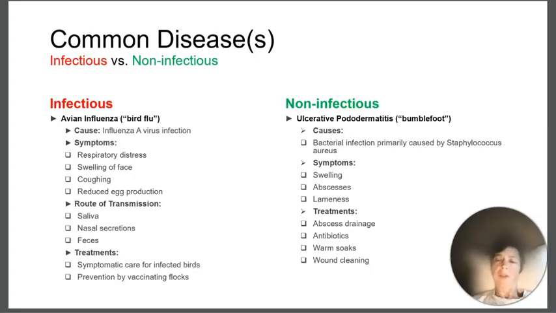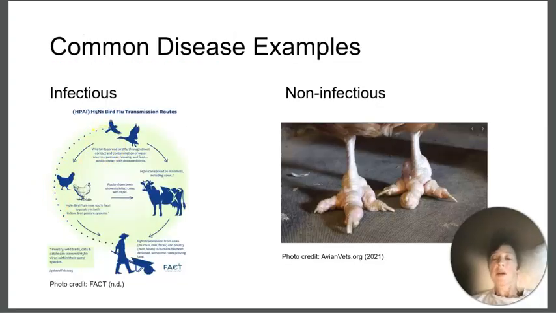Non-infectious. One example, and I use this because of personal experience with my birds, was bumblefoot. It is an ulcerative condition. They do have sores that will come up on their legs and feet, and it can be of no fault of the owner or the farmer. It's just things that happen. So it's not because the habitat is not clean or not sufficient. It's just things do happen. Here's an example of bumblefoot on this page here.